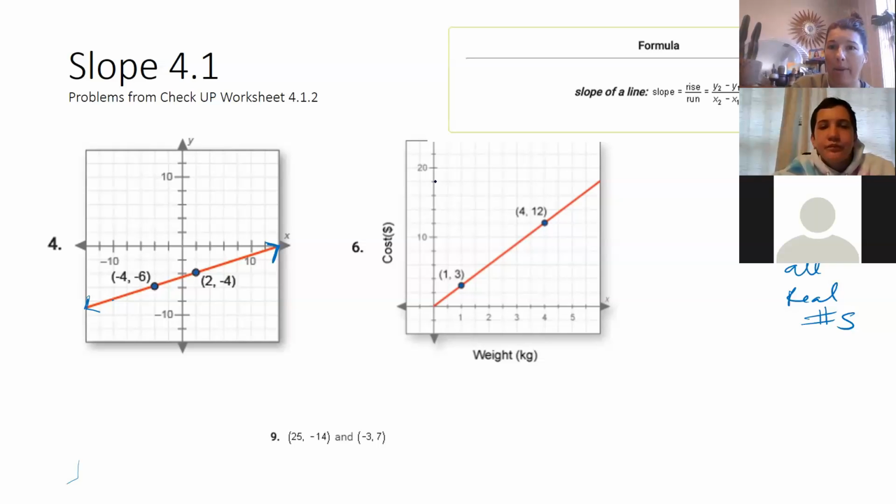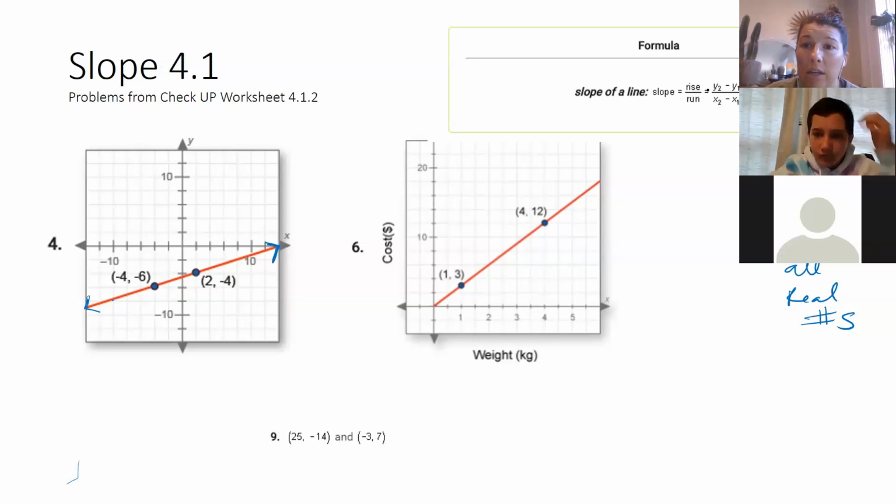This one is all about slope, lesson 4.1. So slope is steepness. Here's a couple different ways to think of it. You can think of it as rise over run. You could also think of it as y2 minus y1 over x2 minus x1.